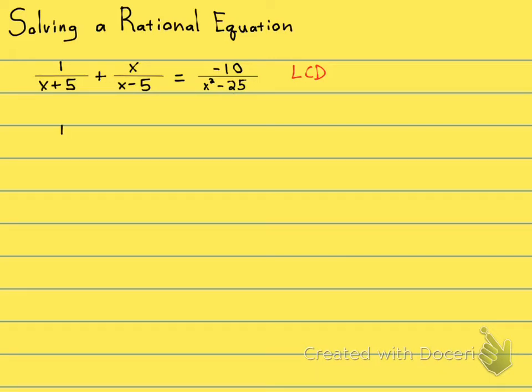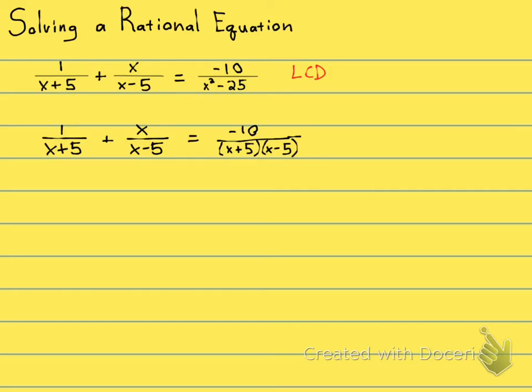All right, I'm going to have 1 over x plus 5, that one's fine, plus x over x minus 5, that one's okay, equals negative 10 over, this is a difference of two squares right there, x squared minus 25. So that's going to be my conjugates, x plus 5, x minus 5. Okay, and if you need to look that up, it's called difference of two squares.